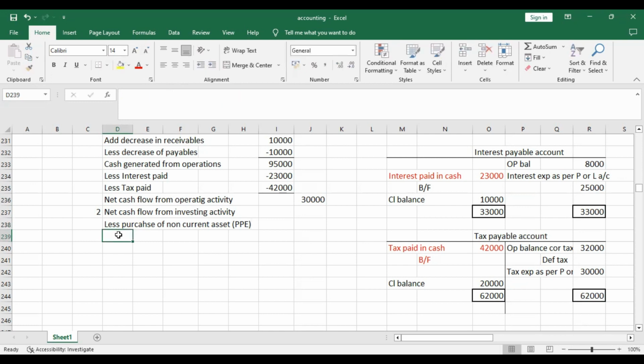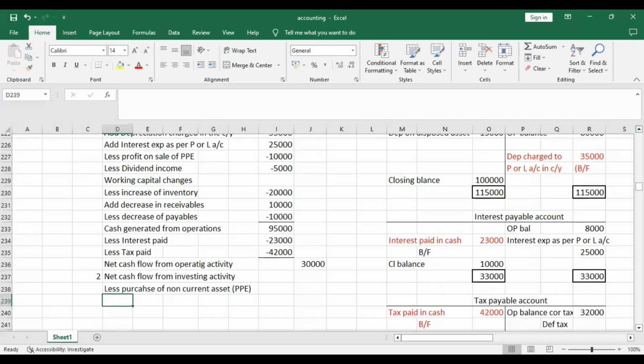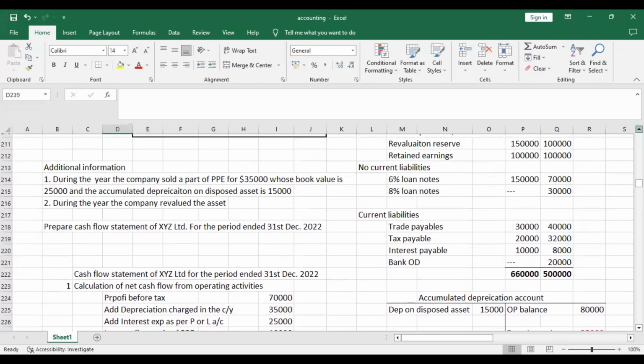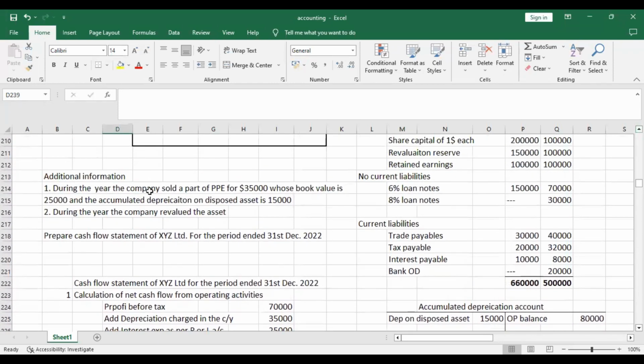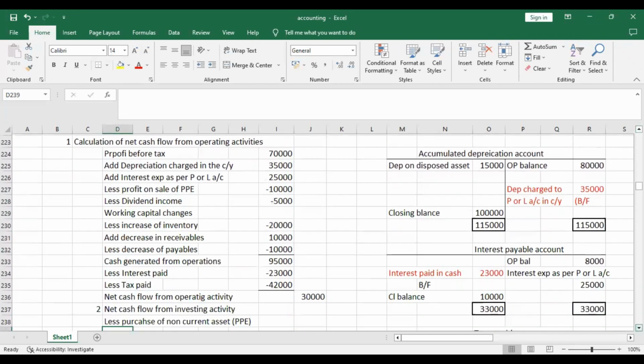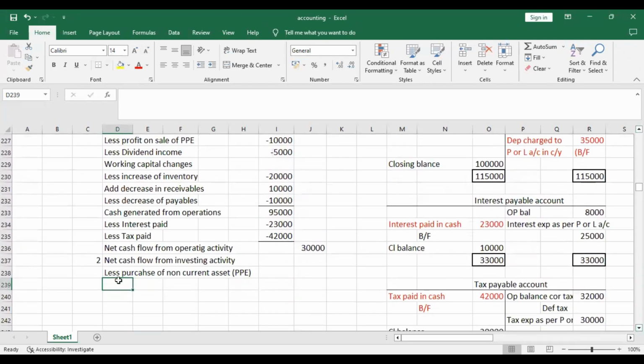And in this question, it is very clearly mentioned that during the current year, there is a sale of part of the PPE for 35,000. Please see the note already given to you. The note says very clearly, during the year, the company sold a part of PPE for 35,000. Are you clear? So in the cash flow, you have to show very clearly sale of PPE. How much is it? 35,000. Very good. That is inflow.